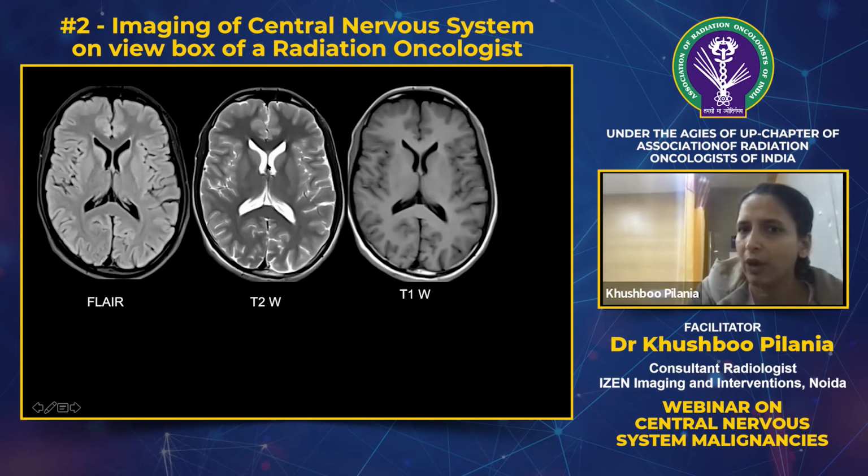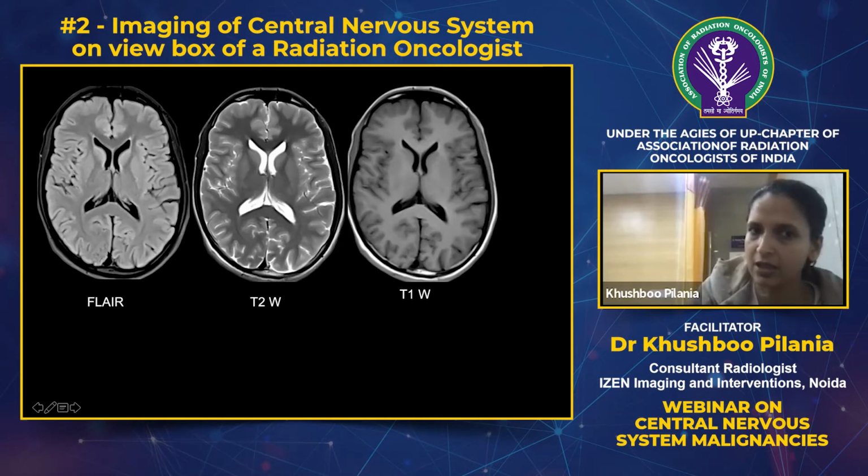So whenever you have a white CSF, it is a T2 weighted image. Then we have a FLAIR image, which is just a T2 weighted image in which the fluid has been suppressed. So the fluid becomes black, and the rest all remains like a T2 weighted image. So in this case, we can see that the fluid is black and it is again a T2 weighted image.